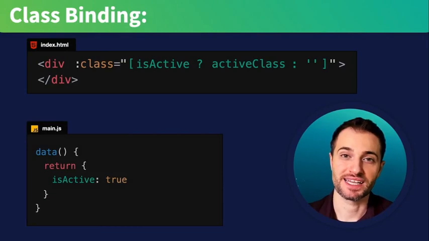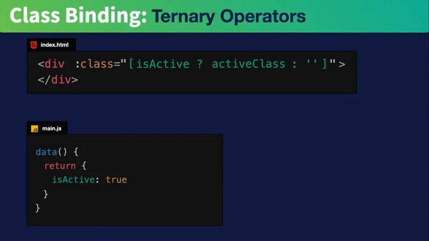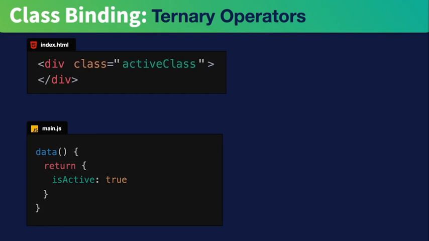A helpful tool that class binding gives you is the ability to use inline ternary operators. So here we can use this array syntax and add the active class whenever isActive is true. Otherwise, we could add an entirely different class or none at all. In this case, because isActive is true, we are indeed adding the active class.